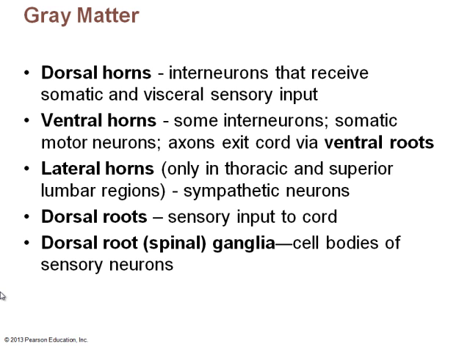So lateral horns can be found in the thoracic region around the thoracic vertebrae and the muscles that we see all between the ribs. And we see some sympathetic neurons.